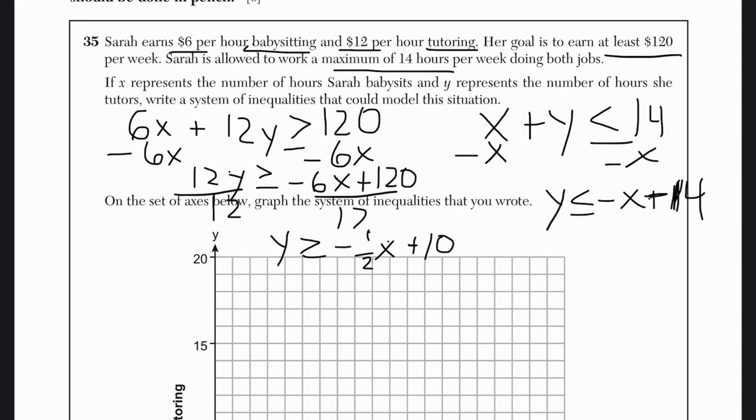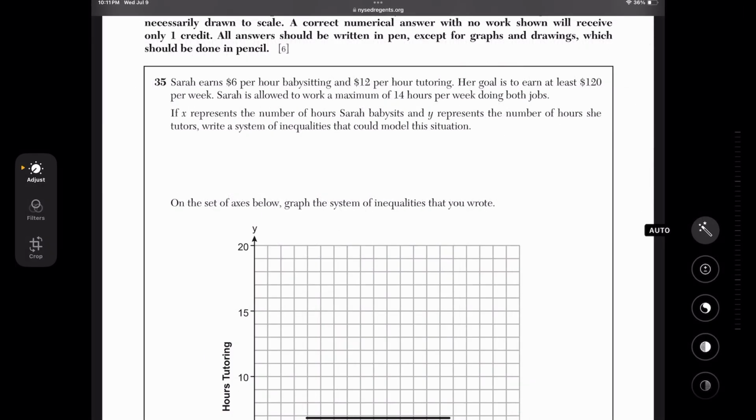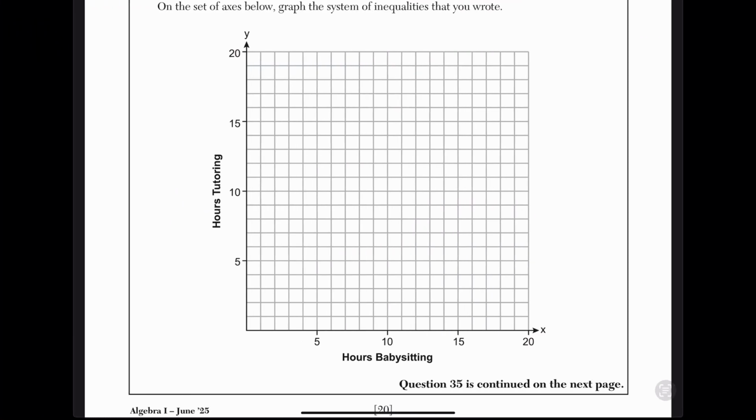Okay, let me just write these down on a sticky so I don't lose them when I graph them, because in the second part, this is a 3-part question, a 6-point question. We're going to have to graph both of these. So let's do it.